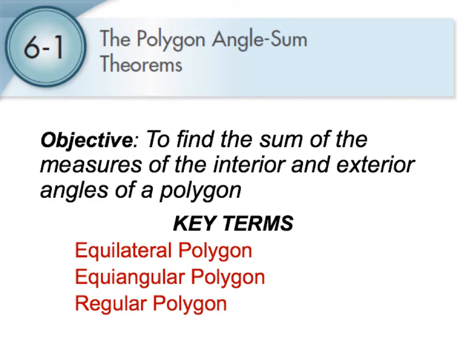Chapter 6, Lesson 1, the polygon angle sum theorem. So the objective today is to find the sum measures of interior and exterior angles. It's kind of like what we've already done in class.